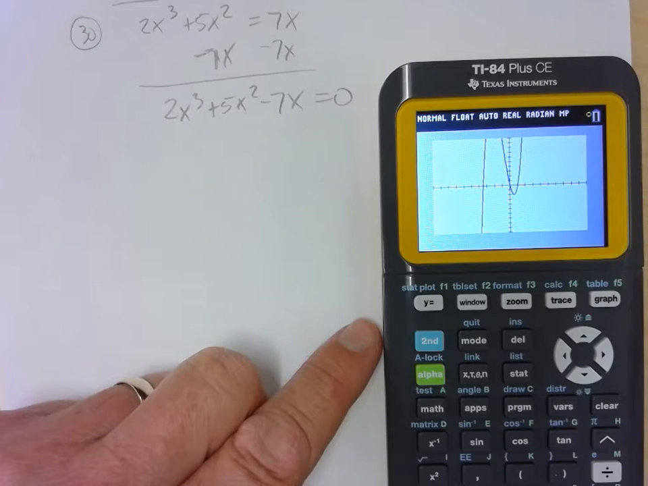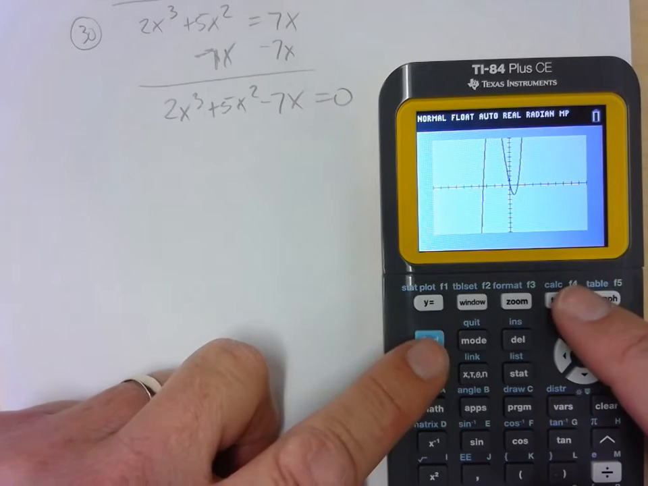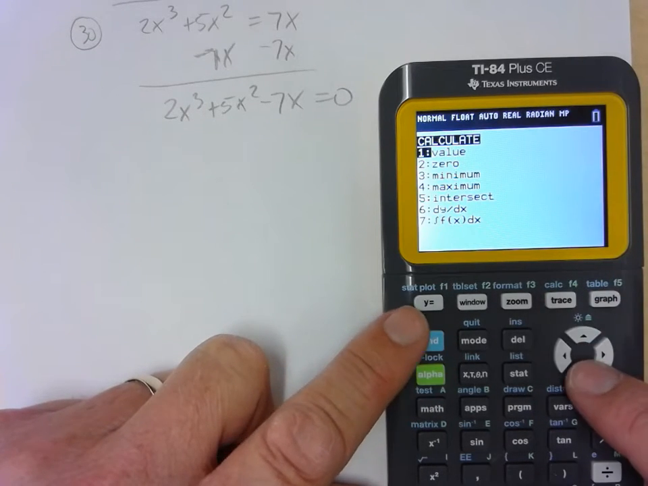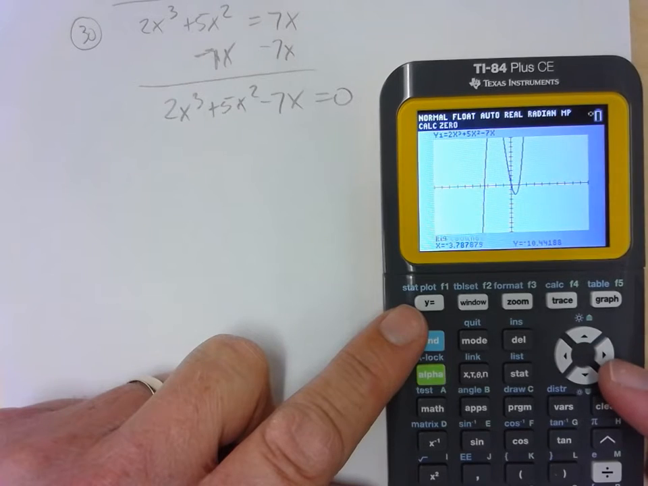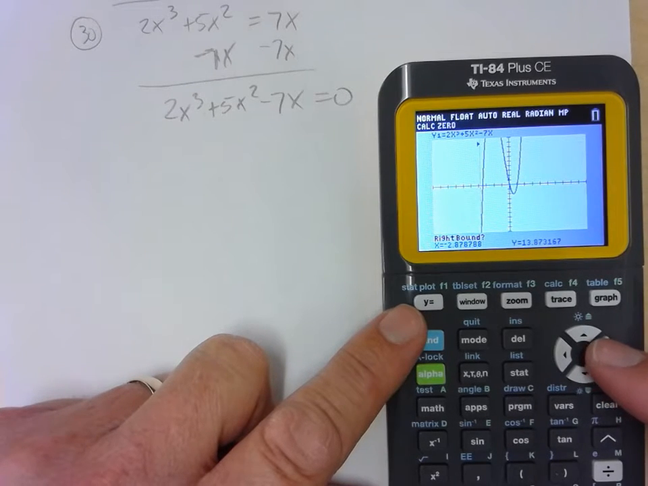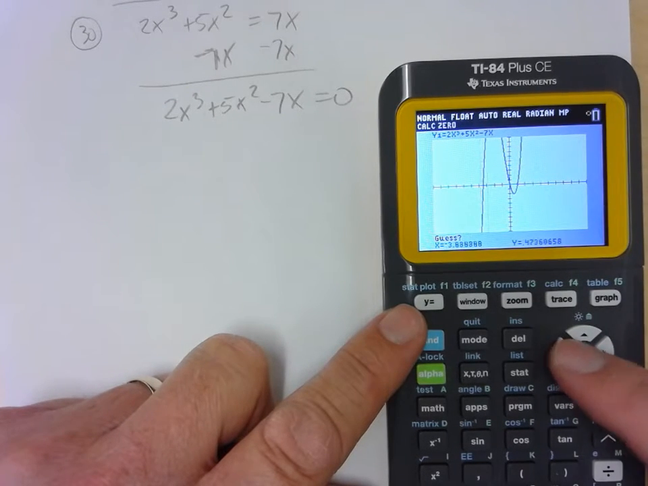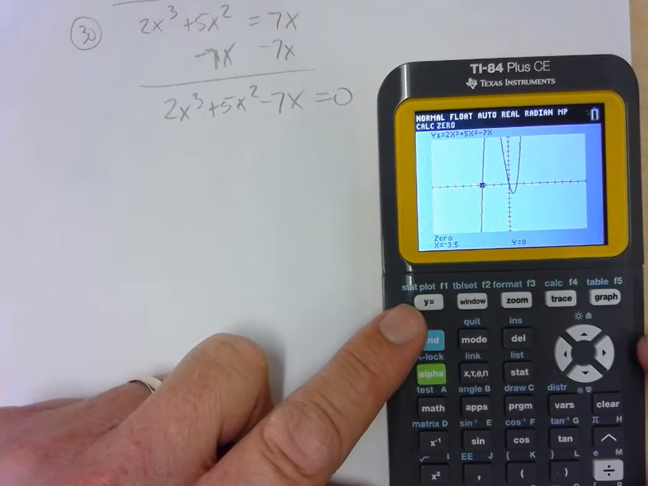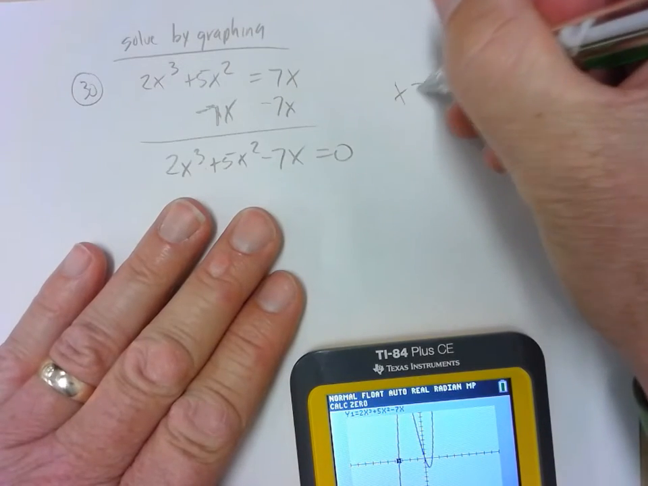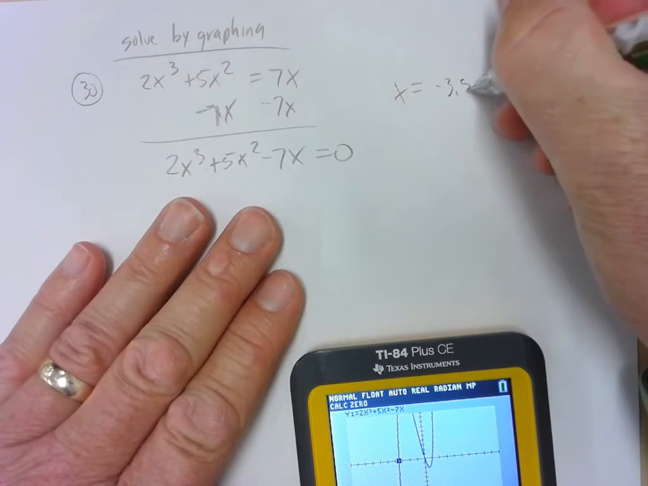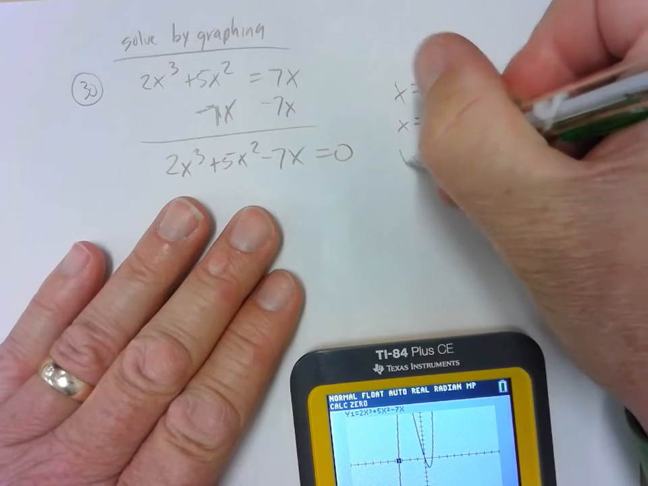Alright, so repeat the process again. Second, calculate 0 of the function. So I go over to the side over here, enter. Go to the right side, enter, back, guess. -3.5. So it crosses at a nice place, -3.5. So one of my solutions is x equals -3.5. And I need 2 more solutions.